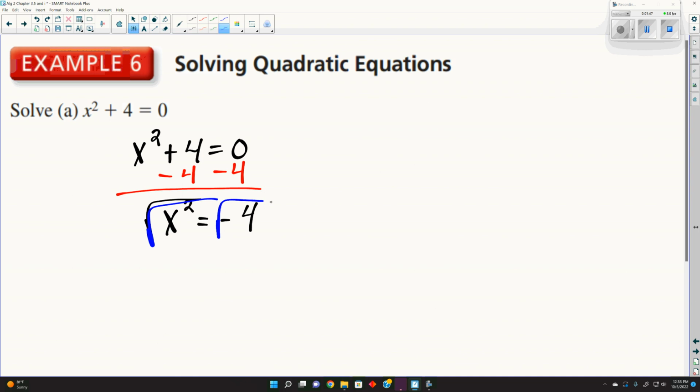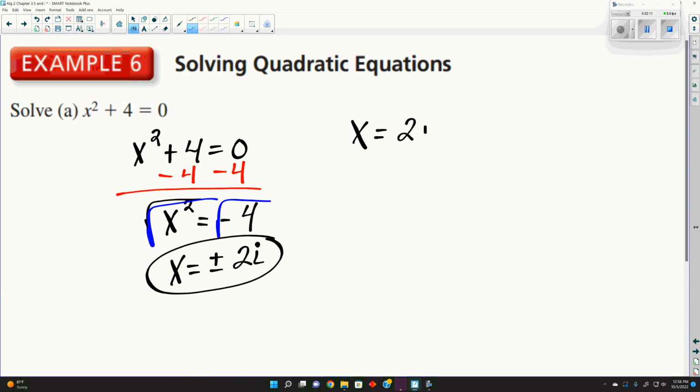Then we square root both sides. Square root of x squared is x. Now, since we have a negative inside the square root, and we have the plus and minus, the negative would come out as i, and the square root of 4 is 2. So we get x is equal to plus or minus 2i. And realistically, this is saying that x is equal to 2i and x is equal to -2i.